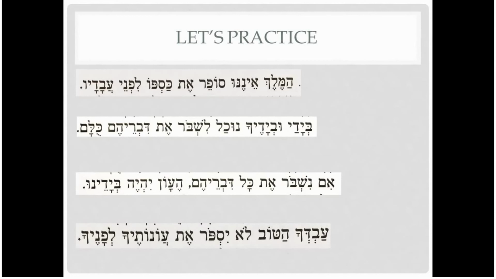So here's the first sentence. HaMelech einenu sofer et kaspo lifnei avadav. Okay, so HaMelech einenu sofer et kaspo lifnei avadav. Okay, what do you make of that sentence? Well, let's look at what probably is familiar. HaMelech is something that we know quite well. This is our king, or the king.